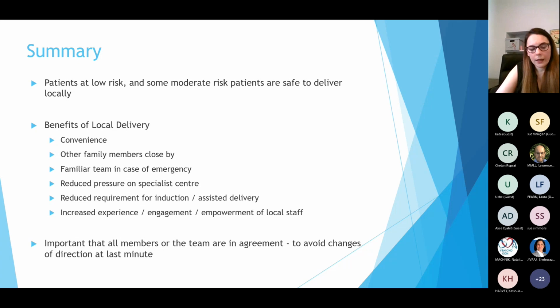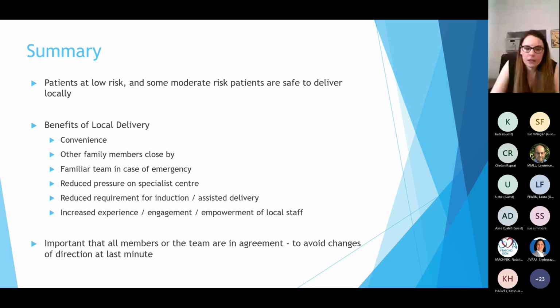If we deliver in Leeds, we often do this by an induction, but if we're delivering locally, this will reduce the requirements for induction, as we can allow them to go into spontaneous labour, and hopefully then also reduce the need for any assistance during delivery. And confidence breeds confidence, so by having these patients delivering in local centres, hopefully the more patients you're involved with, the more confident you'll be in managing them going forward.